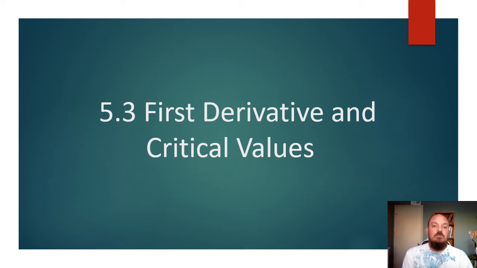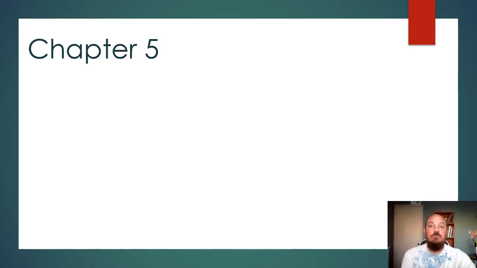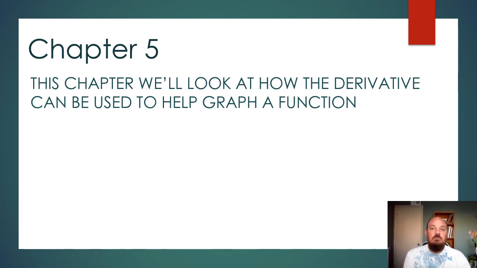All right, today we're going to talk about section 5.3 on the first derivative and critical values. Now, since this is our first section of chapter 5, just as a quick overview, what we're going to be talking about for chapter 5 is we're going to take the things we've learned, like derivatives and limits, and talk about how they can help us draw graphs.